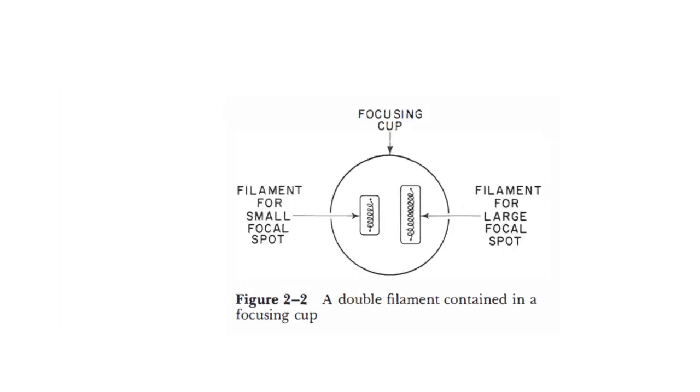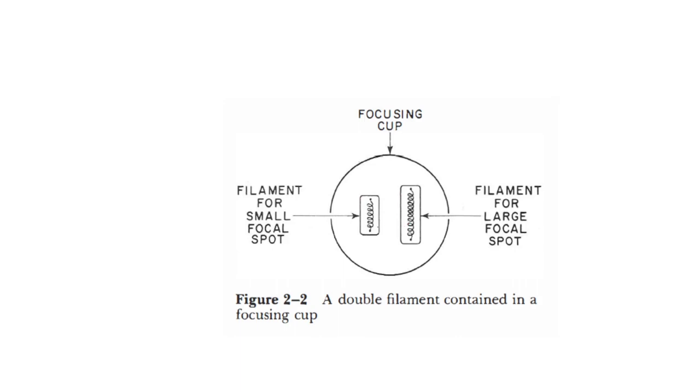Then we have also developed the double filament. In the focusing cup we can use a single filament, as we have already seen, or we can use double filaments. In modern X-ray tubes, we have single filament X-ray tubes and also double filament X-ray tubes. These double filament X-ray tubes have one important application.